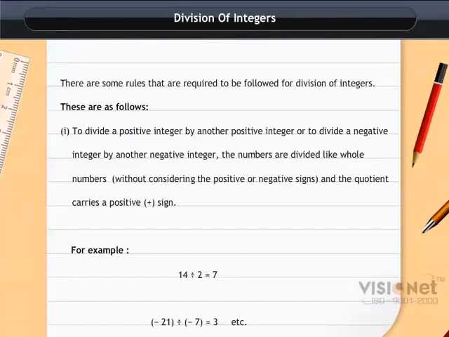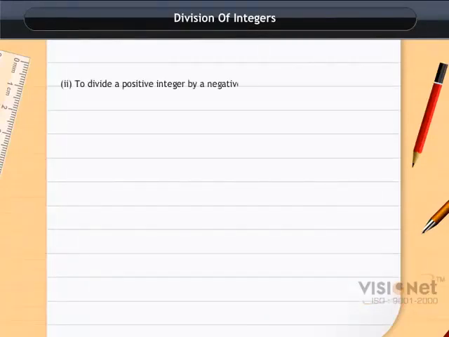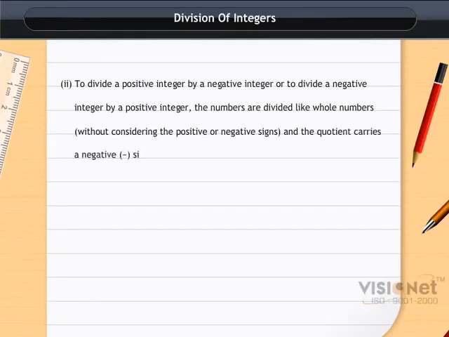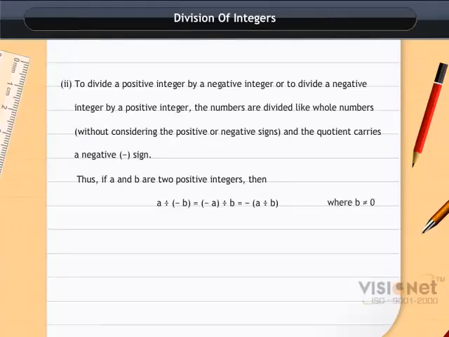To divide a positive integer by a negative integer or to divide a negative integer by a positive integer, the numbers are divided like whole numbers, without considering the positive or negative signs. And the quotient carries a negative sign. Thus, if a and b are two positive integers, then a divided by minus b is equal to minus a divided by b, where b is not equal to 0. For example, 20 divided by minus 4 is equal to minus 5. Minus 36 divided by 9 is equal to minus 4, etc.